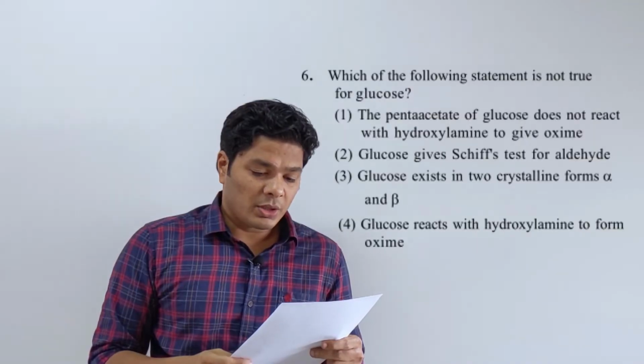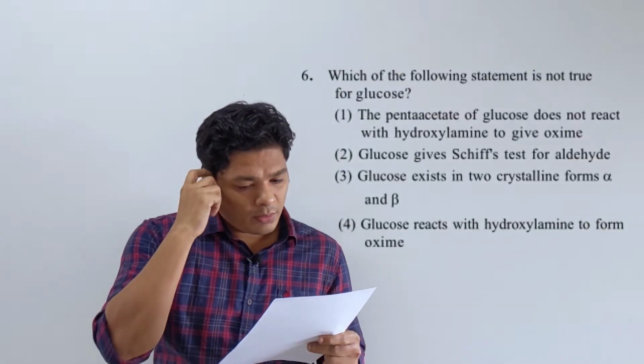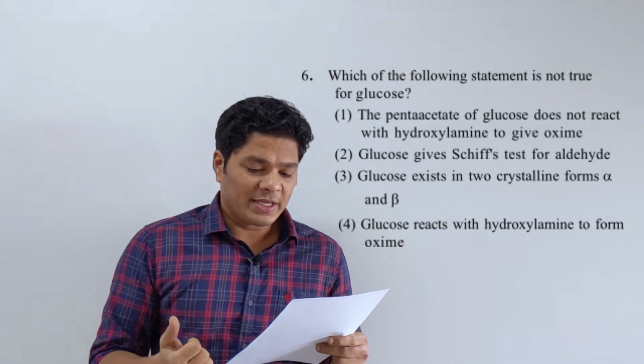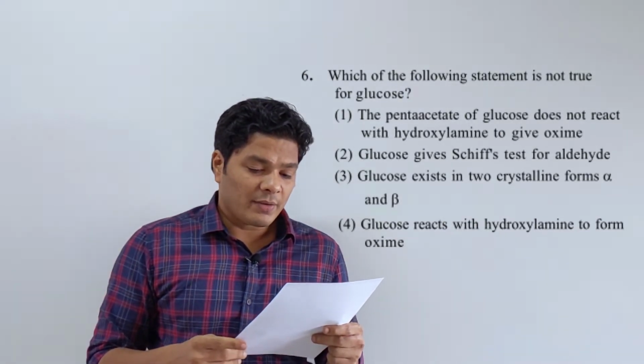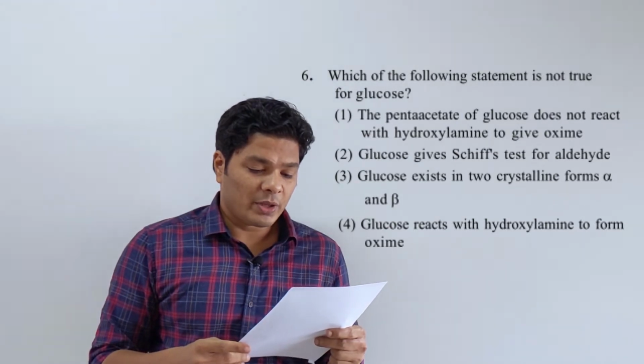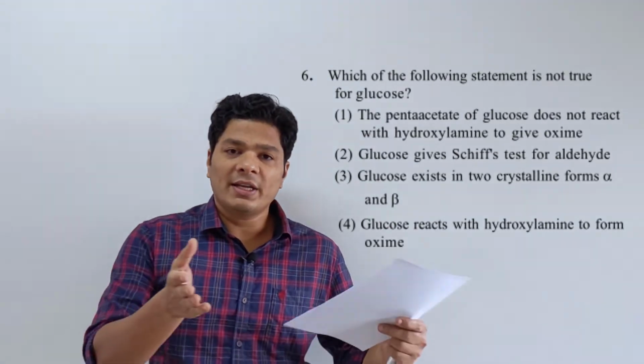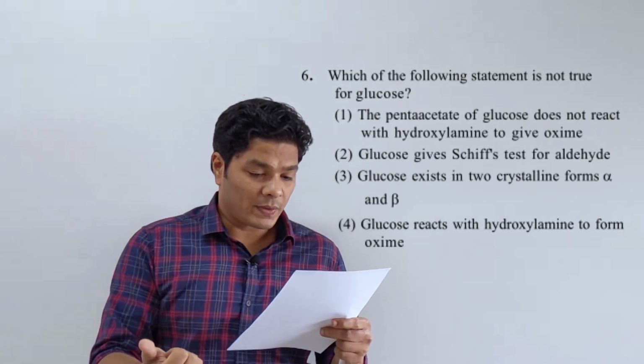The following statement is not true for glucose. So we have seen glucose in biomolecules, we have seen how you elucidate the structure of glucose. First statement is the pentaacetate of glucose does not react with hydroxylamine to give you an oxime. Pentaacetate is already a derivative, so it doesn't react. So option 1 is correct.